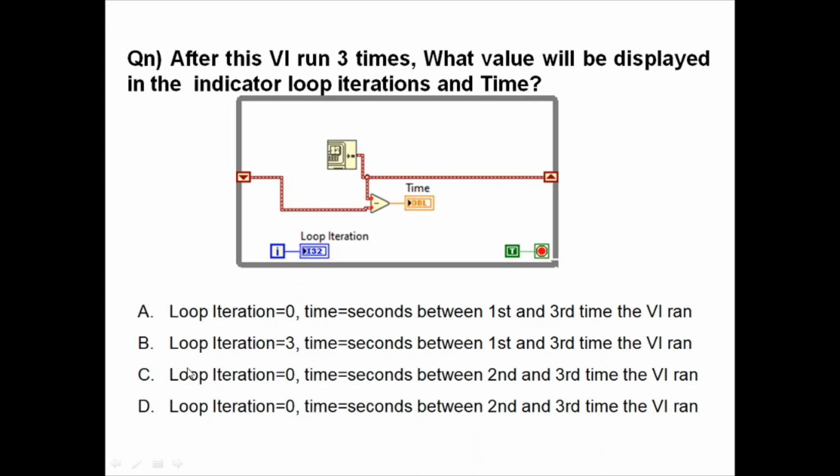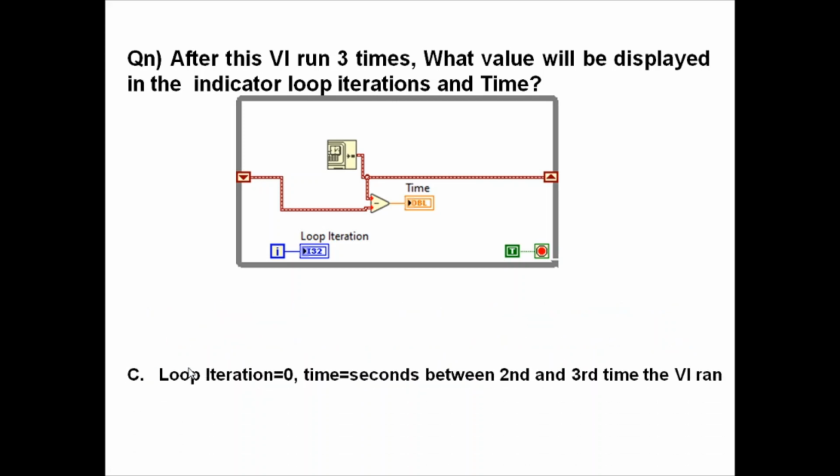So the answer for this one is: the loop iteration is 0, and the time is going to be equal to the seconds between the second and third time that the VI ran. These are very important questions in the CLAD.